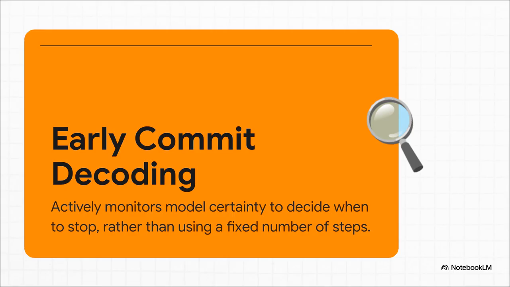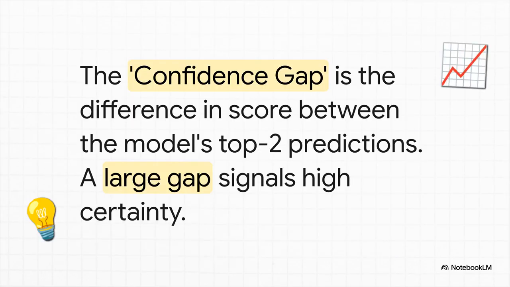So instead of just letting the model run for a fixed number of steps, say 50 steps every single time, the system is now actively watching the model's own certainty level at every step. And then it makes a smart on-the-fly call about whether the answer is good enough to stop. But how does it know? How can it possibly measure certainty?